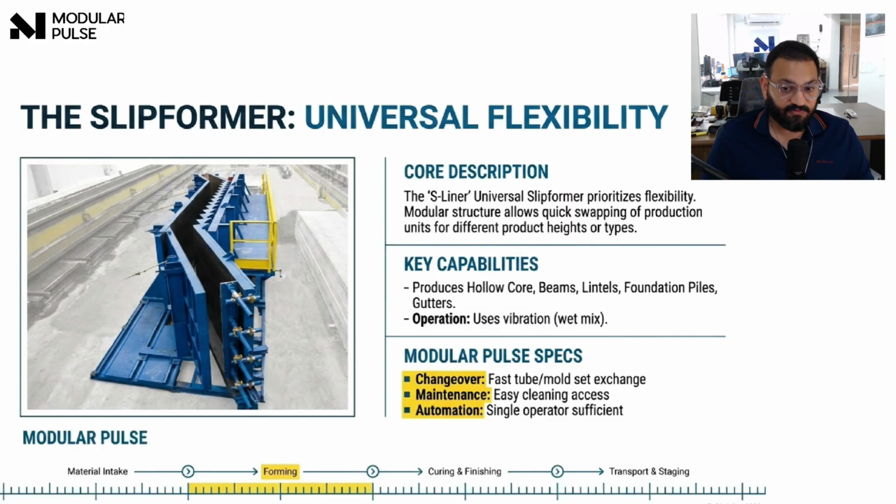Molds can be changed faster compared to extruders, and maintenance access is easier. In many factories, a single operator can run the slip former, which reduces manpower dependency. So if your market demands variety more than just volume, slip formers offer a very balanced solution. In simple words, extruders equal speed and efficiency, and slip formers equal flexibility and adaptability.